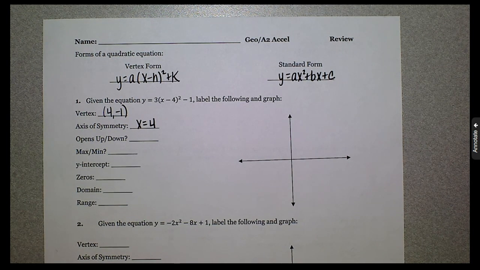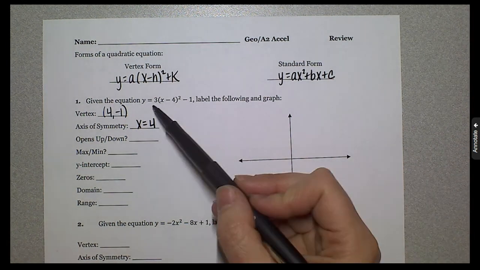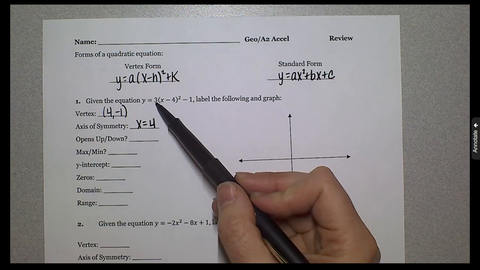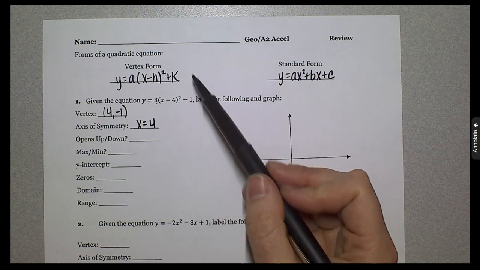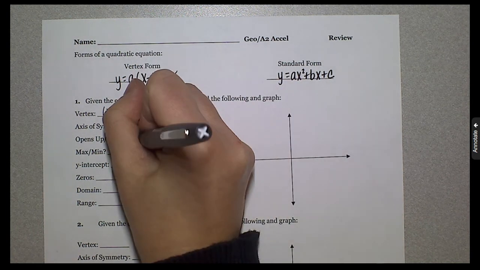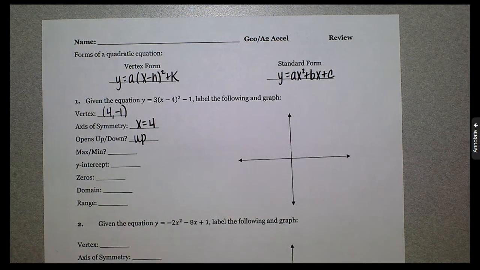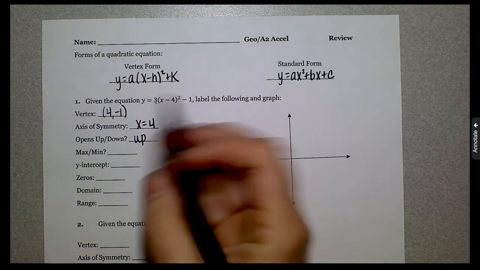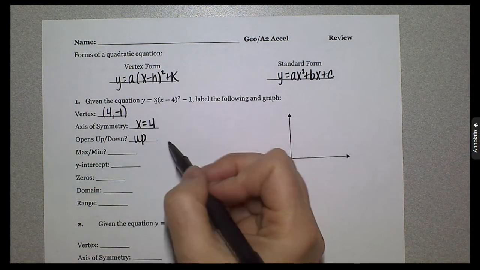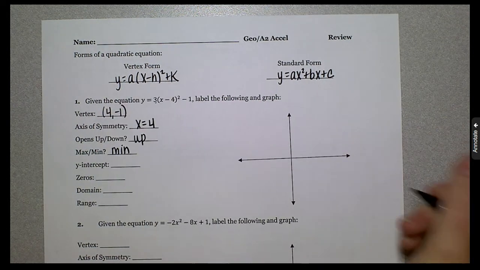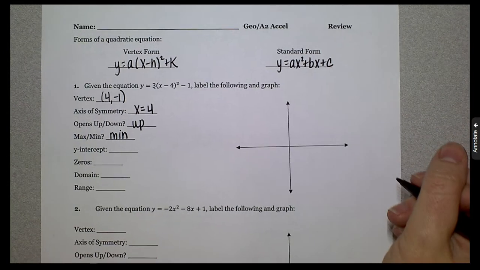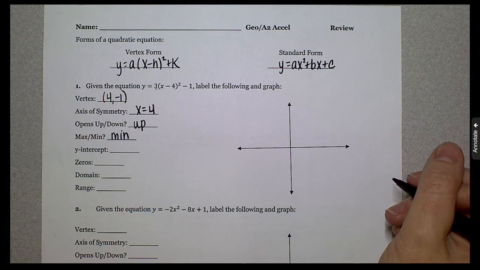Does it open up or down? So you can graph it and see what happens. And we're going to do that in a second. But just as a reminder, if you look at this a, this number out in front, if that's positive, it's going to open up. So if it's negative, it flips it upside down. So if I'm talking about a maximum or minimum, if it opens up, the vertex is at the bottom, that's a minimum. Okay, so I can do a lot of these without even actually graphing it, which is kind of nice. And sometimes I might just ask you a few of these things.